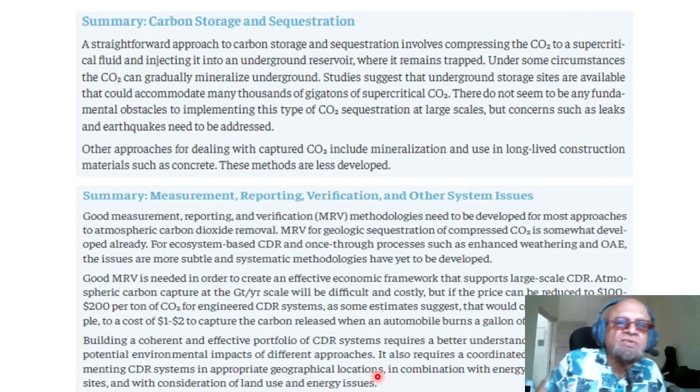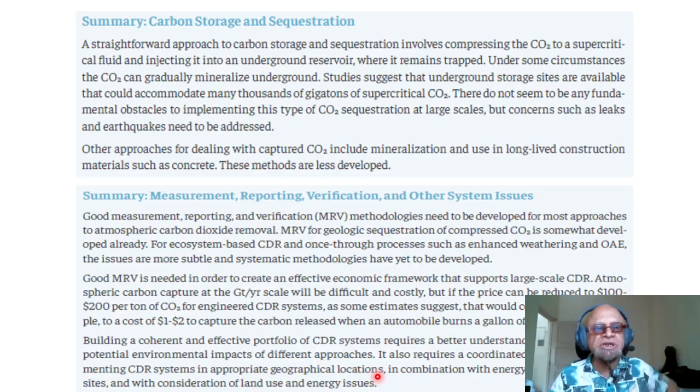Okay, so summary of carbon storage and sequestration, we don't need to read too much of it. There are many approaches. Let's just read it. A straightforward approach to carbon storage and sequestration involves compressing the CO2 to a supercritical fluid and injecting it into an underground reservoir where it remains trapped for geologic time periods, hopefully.